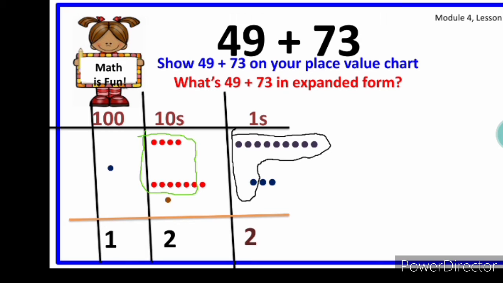Now, you see that if we add 49 plus 73, we have 122. So 49 plus 73 is what? 122. So in our expanded form, we have 100, 2 tens, and 2 ones, which gives us 120 and 2. You can see it below our answer there. 120 and 2. And if you add them together, we have 122. So 49 plus 73 is 122.